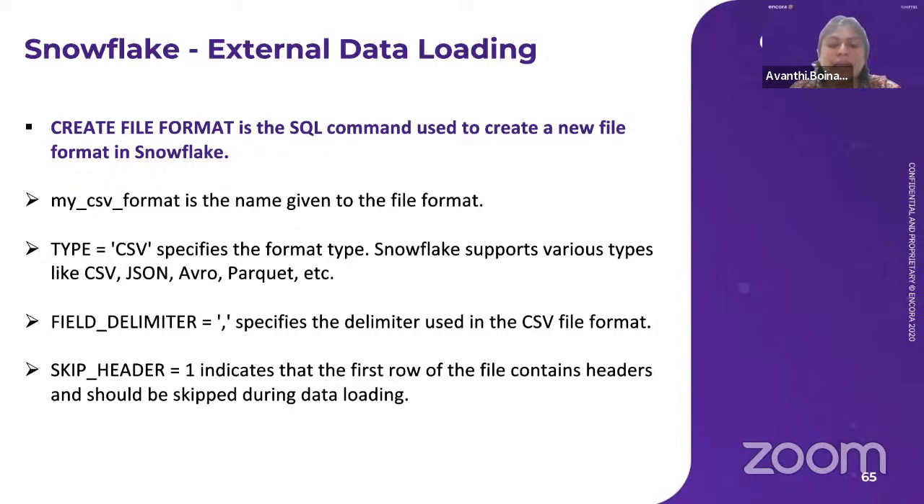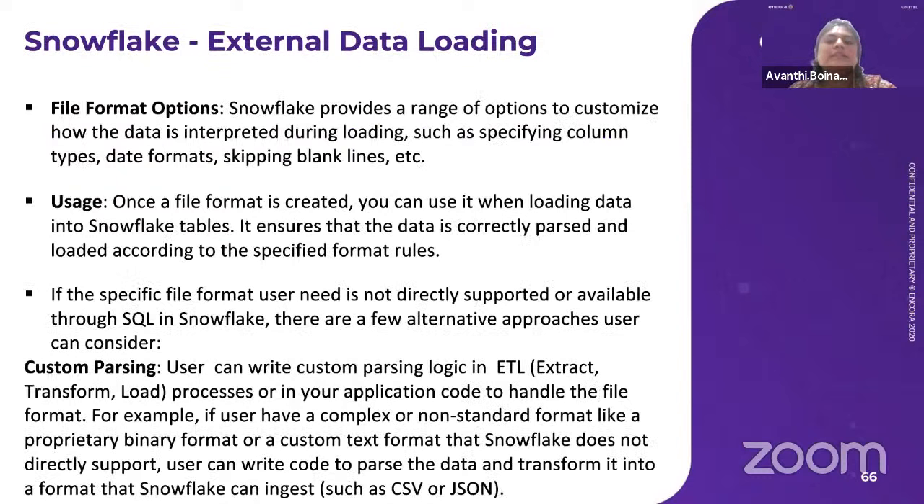If headers are added, since we are already creating the column names and formatting the file, and we add the headers again, it will duplicate and fail to load the data. So that's how it works. SKIP_HEADER = 1 indicates the first row of the file contains the header and it should be skipped during data loading.